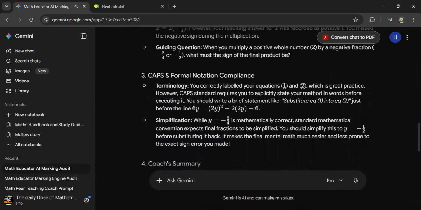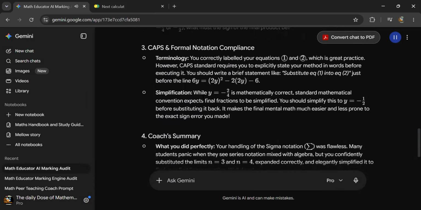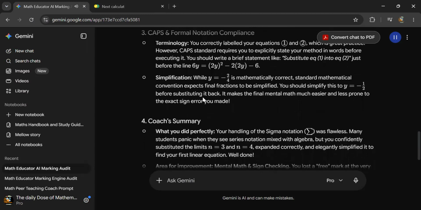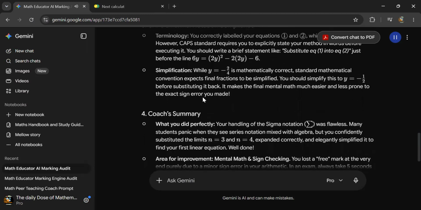3. CAPS and formal notation compliance. Terminology. You correctly labeled your equations, circled 1 and circled 2, which is great practice. However, CAPS standard requires you to explicitly state your method in words before executing it. You should write a brief statement like, substitute EQ 1 into EQ 2, just before the line. Simplification. While the fraction is mathematically correct, standard mathematical convention expects final fractions to be simplified. You should simplify this to y equals one half before substituting it back. It makes the final mental math much easier and less prone to the exact sign error you made.